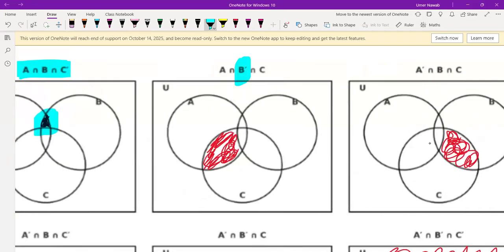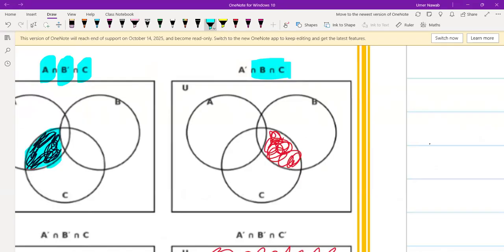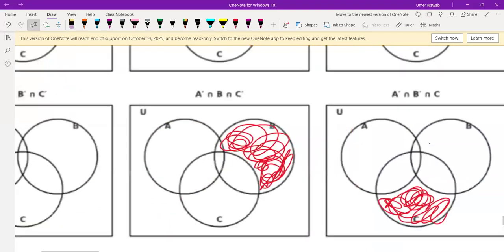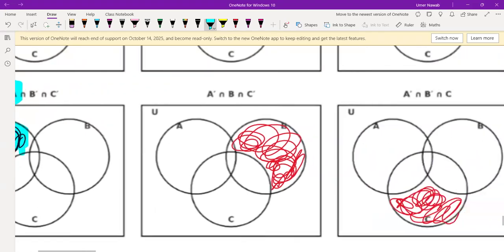Now he's going outside of B. So that's why he has shaded this part. But he has to stay within A and C. Next one, he has to stay within B and C, but go outside of A. So this is the portion, guys, which is common with B and C, but outside of A. Then, interestingly, he wants to go only in A. This is called the only A situation because it is outside of B and outside of C.